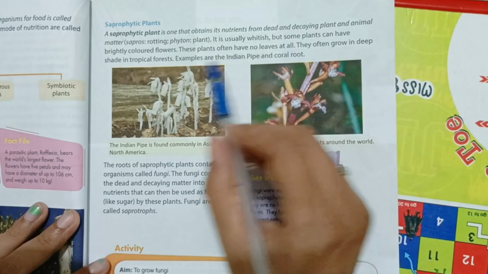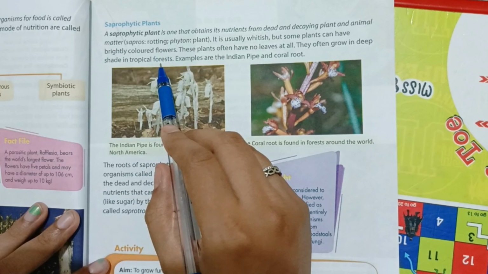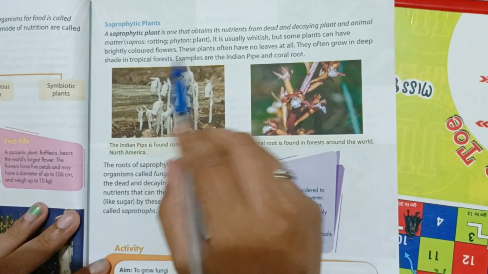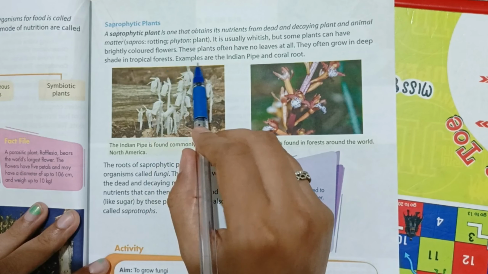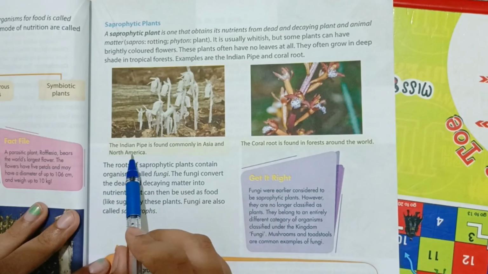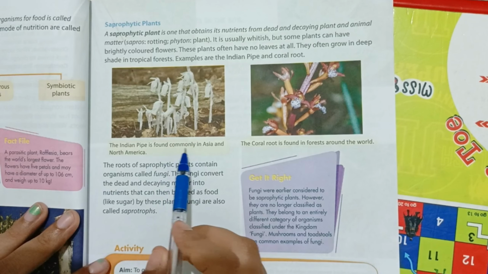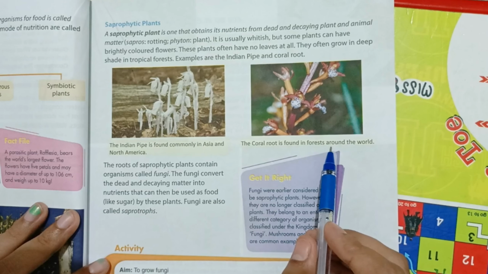They often grow in deep shade in tropical forests. That means they don't require light as well. Examples are the Indian pipe and the coral root. You can see the picture of the Indian pipe here. It is found commonly in Asia and North America, and the coral root is found in forests around the world.